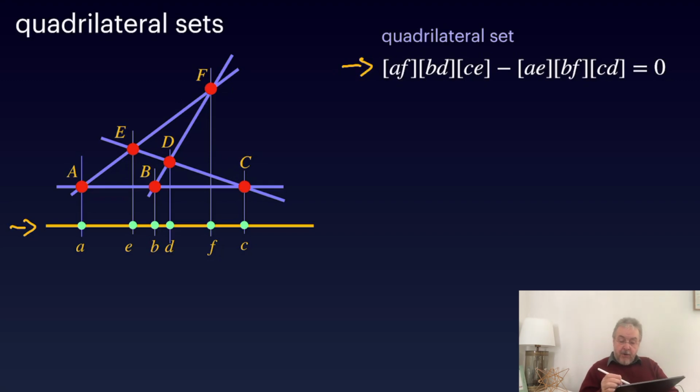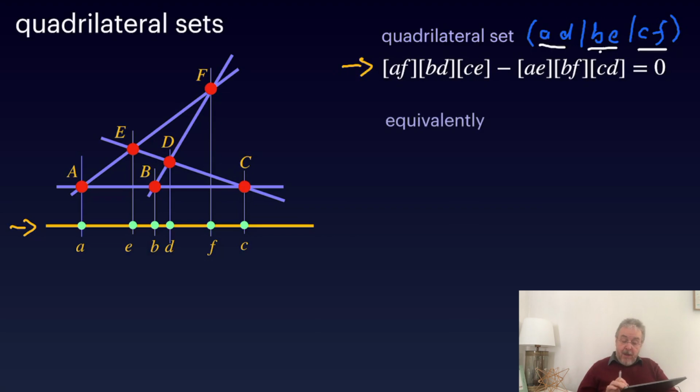So actually a good way to write that down is to say that A, D here, B, E, and C, F form a quadrilateral set, where this pairing here comes from those points that are not connected by a line. So you see A and D is not connected, B and E is not connected, and F and C is not connected. There's another way of writing that.